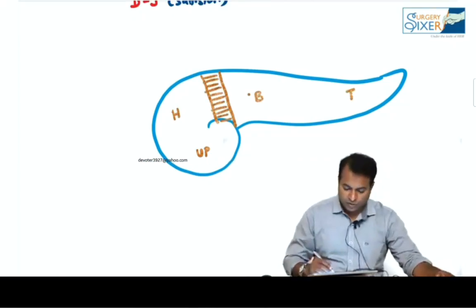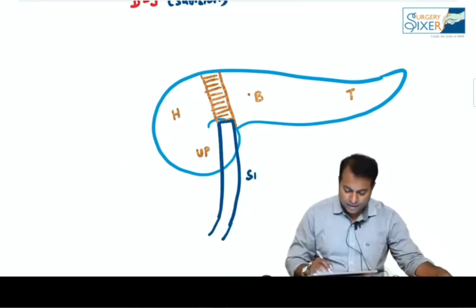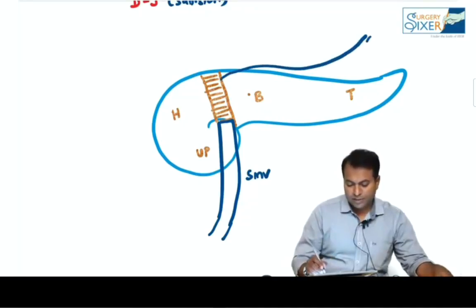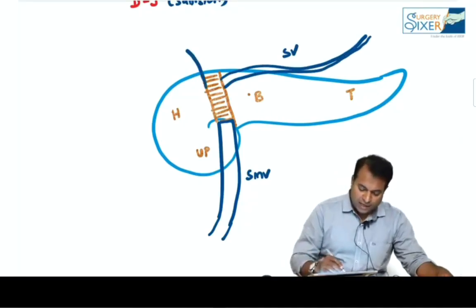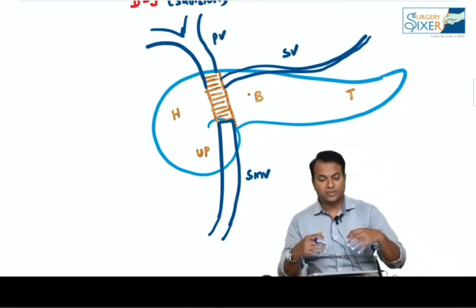Into this neck, which vein enters? Can you tell me which vein enters under the neck of the pancreas? It is the superior mesenteric vein. It fuses with another vein, the splenic vein, and comes out as the portal vein. Please don't forget, the superior mesenteric vein joins with the splenic vein and comes out as the portal vein.